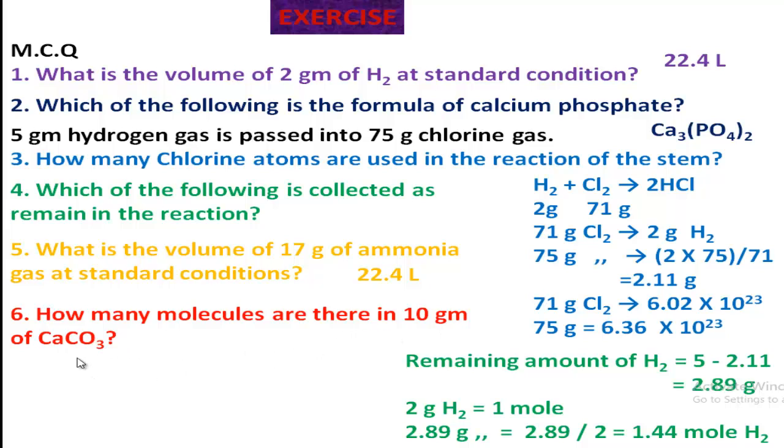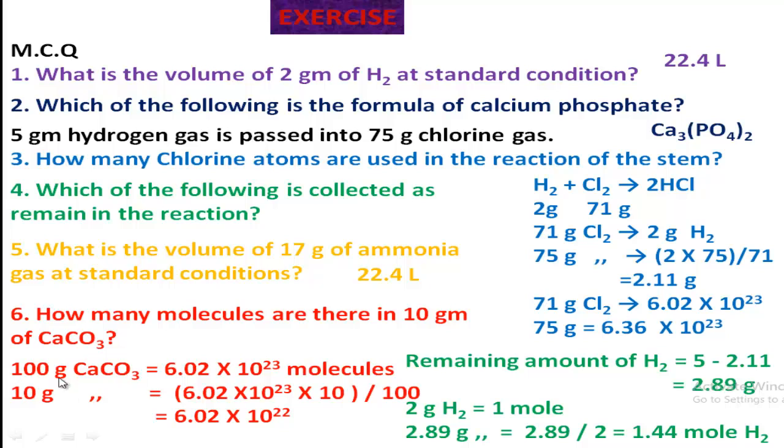We know that the molecular mass of calcium carbonate is 100 gram, and molecular mass, that means 1 mole, always contains Avogadro's number of molecules. So easily we can calculate this way. 100 gram calcium carbonate contains Avogadro's number of molecules. So 10 gram contains 6.02 into 10 to the power 22 molecules. So it will be the answer.